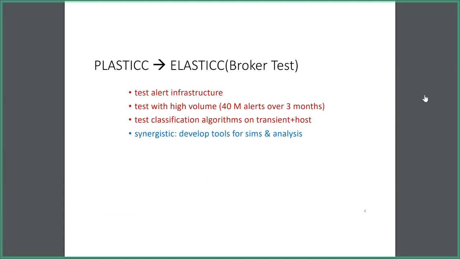So from PLAsTiCC 4 years ago, we are now working on ELAsTiCC, which is essentially a broker test. The goals are to test the alert infrastructure, sending, receiving, processing, all that under the hood stuff. That's really important. We want to test this with reasonably high volume, so it's about 40 million alerts over 3 months. Of course, in practice, 40 million alerts is like a week, but we're going to distribute over 3 months. And to test classification algorithms on transients plus their host correlations. And then in parallel, there's a lot of synergistic development for simulation and analysis going on. Next slide.